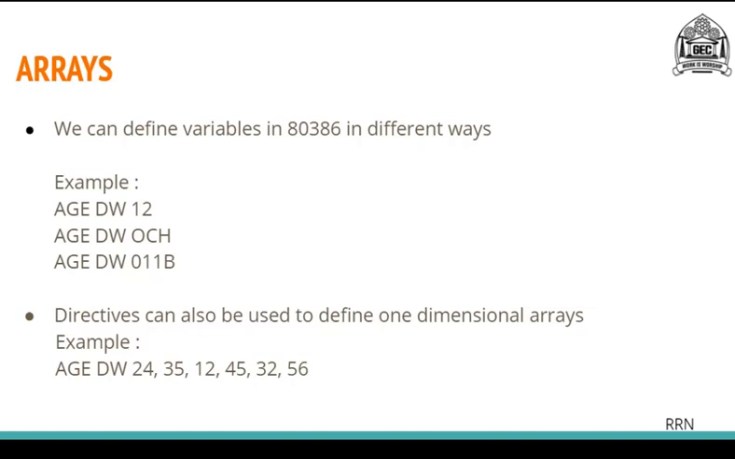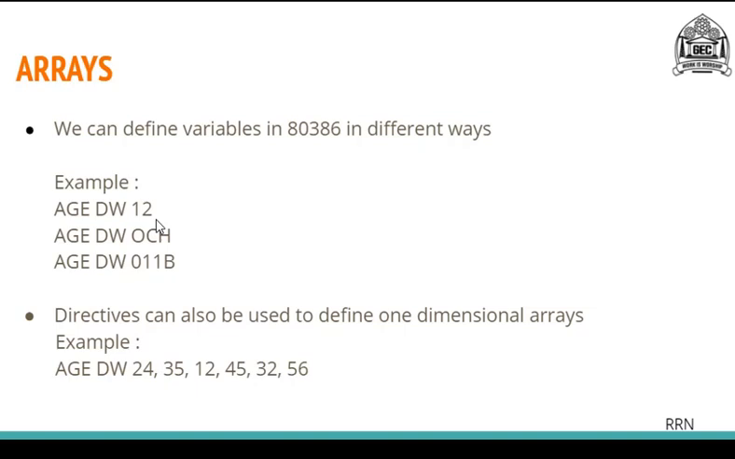Now students, we have seen earlier how we can define data in your microprocessor 8386. For example, here you can see the first way in which you can define any variable. You give the name of the variable. Here I have given it as age. After that we give the directive which tells us the size of that particular variable. Here it is DW, which means word size, that is 16 bits. And the third part is an initializing value which you want to associate with that variable, which is 12.